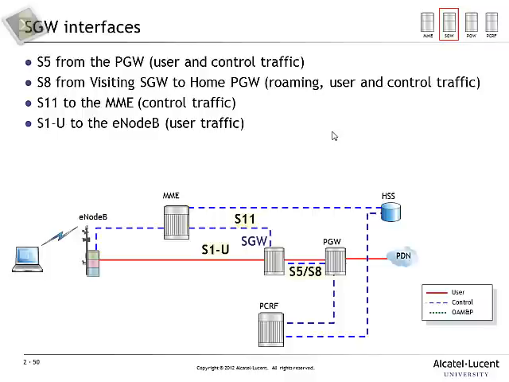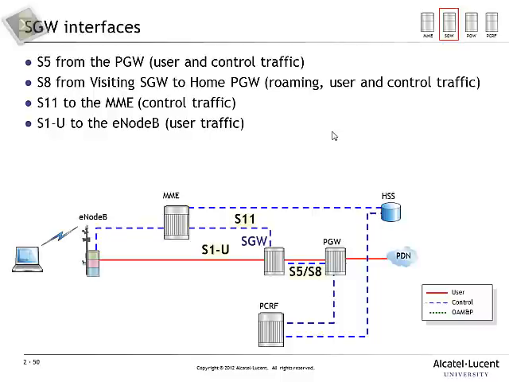Well, it's got four important interfaces. It's got to talk with the PGW, and that's on the S5 interface. Now on that interface, you've got both control information as well as user information. Then you also have the S8 interface. Now it says here visiting SGW to home PGW. Now this is for roaming users.